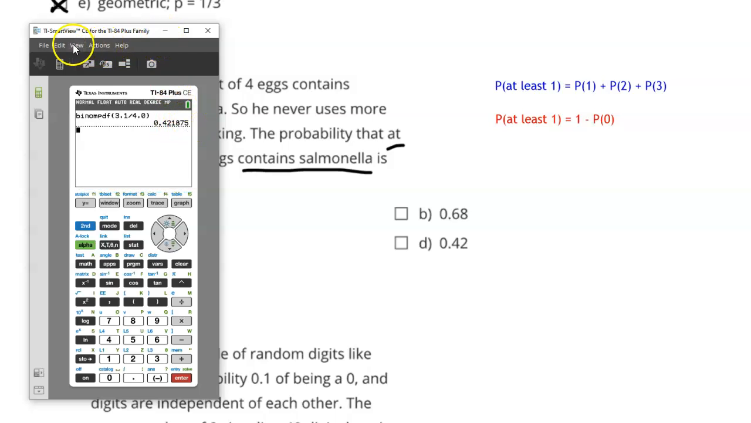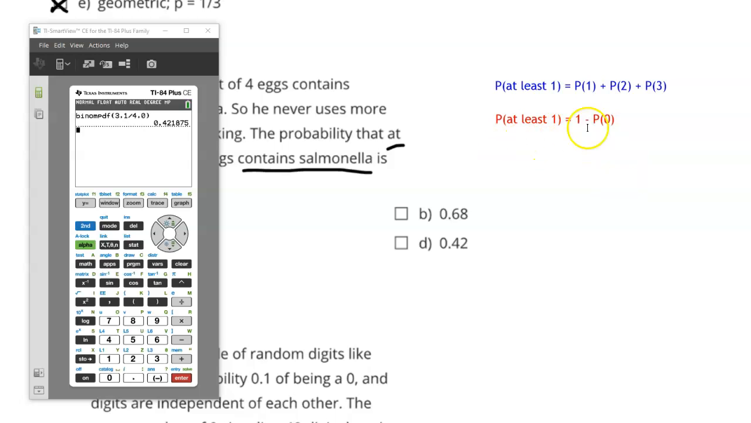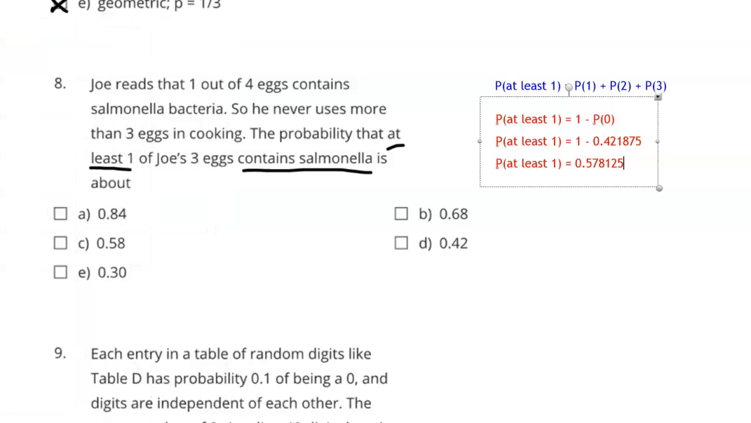0.421875. So that means the probability of at least 1 is equal to 1 minus the probability of 0, which is 0.421875. And that math gives us 0.578125. You can see it on the calculator here. Looks like the correct answer is 0.58. So there's our answer, choice C. Moving on to question number 9.